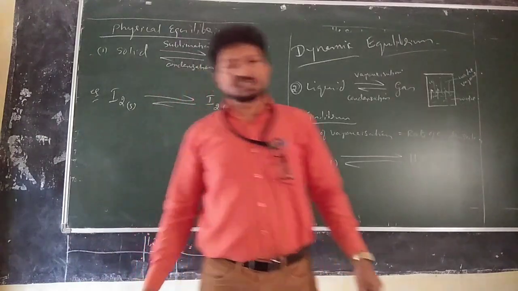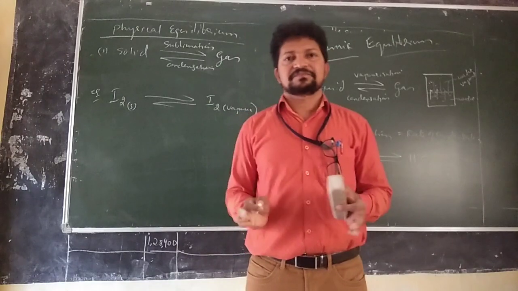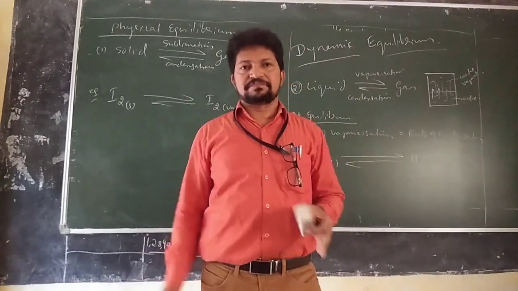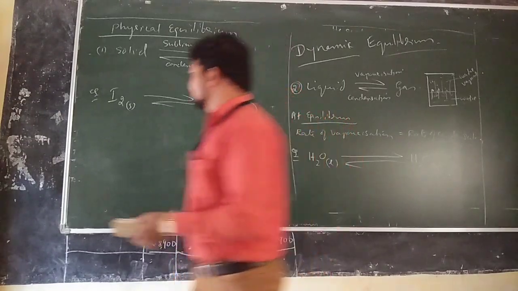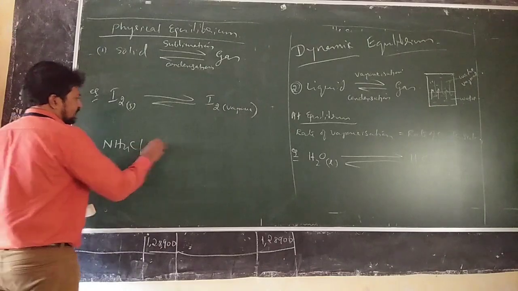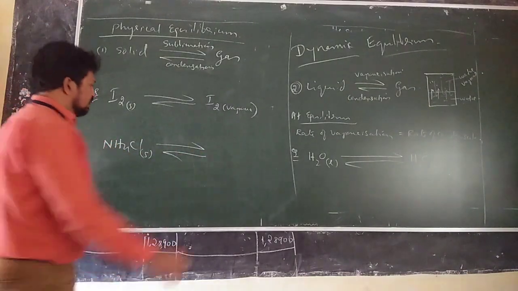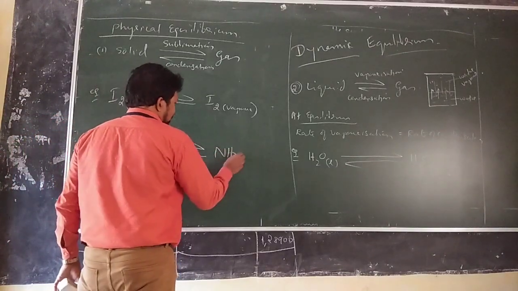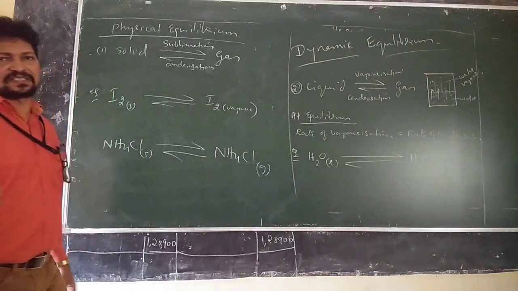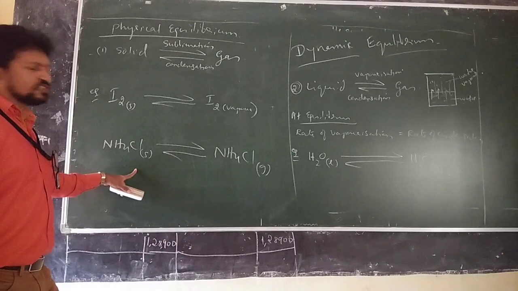Iodine, a halogen, is a solid at room temperature, and it has the capacity to sublime in a closed system. Even the ionic solid ammonium chloride, NH4Cl, has this nature. If you open the bottle of ammonium chloride, nothing remains there because it vaporizes. NH4Cl gas. NH3 and HCl, both are gases. It becomes NH3 and HCl. So this is sublimation.